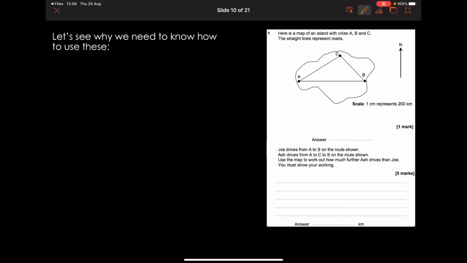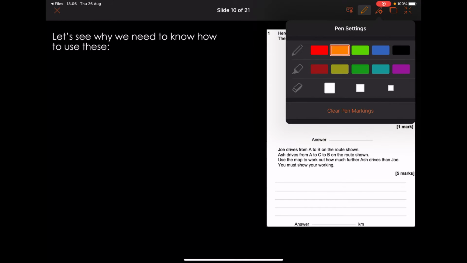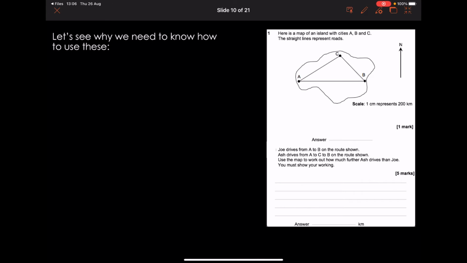This question says, here is a map of an island with cities A, B and C. The straight lines represent roads. Okay, so from A to C, that's a road. From C to B, that's a road. And from A to B, that's a road. Or from B to A, whichever way you want to look at it. So they're all roads and they all join together like that.